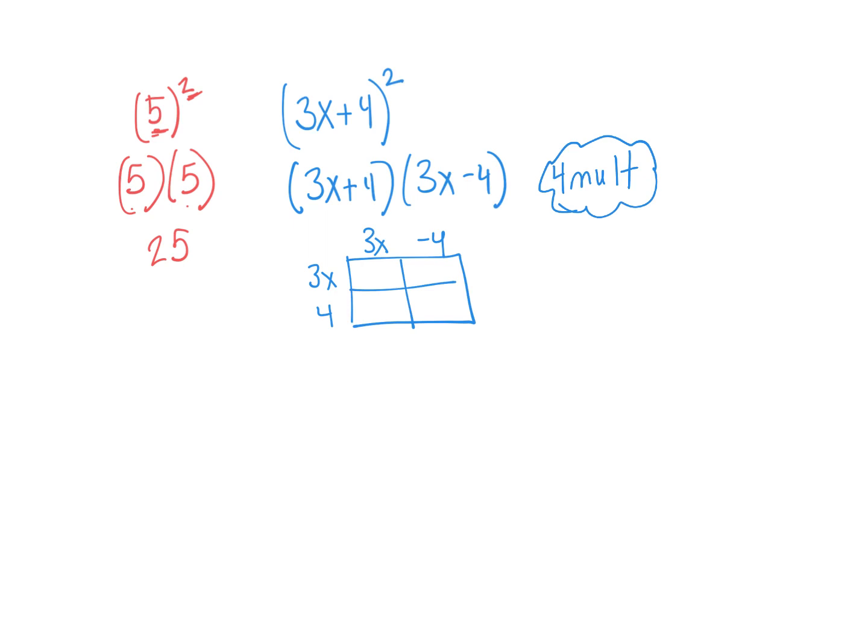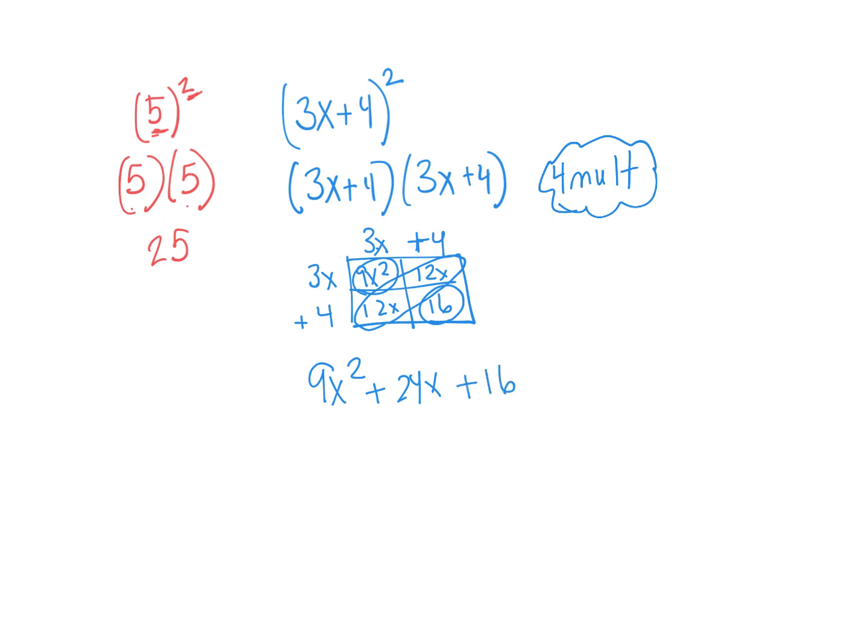And so that we would have 3x times 3x would be 9x squared. We would have a 3x times 4, which would be a 12x, 3x times 4, which would be a 12x, and a 4 times 4 would be a 16. And so when we combine like terms, we'd have a 9x squared. Those two terms there would combine, and that would give us 24x, and our last term would be 16.